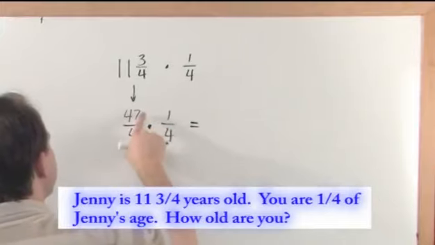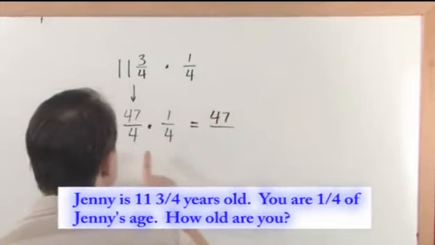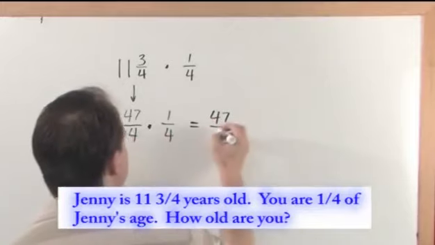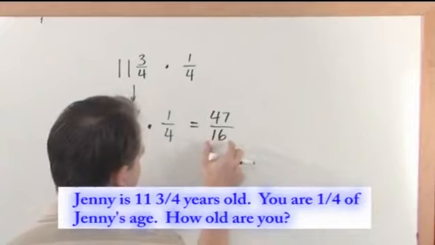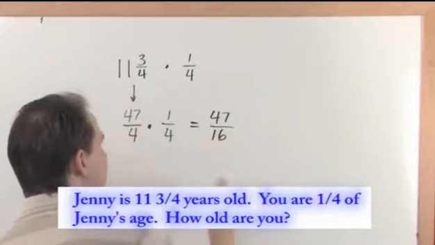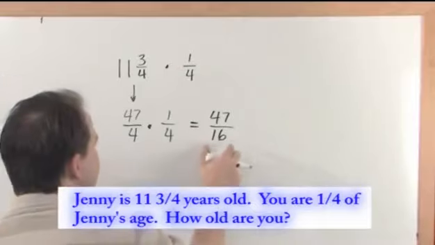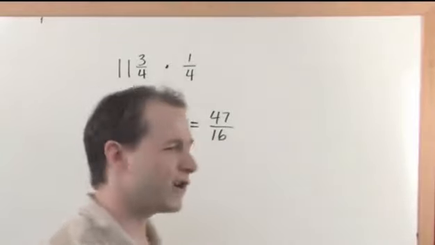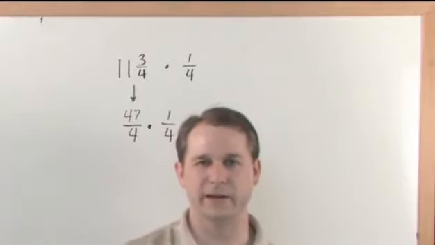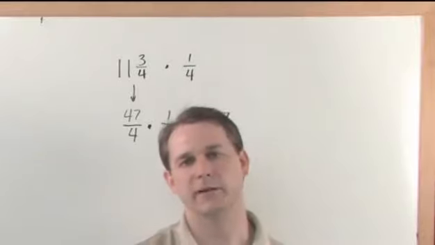We just multiply the tops. 47 times 1 gives us 47, and the bottom, 4 times 4, from your multiplication tables gives you 16. So the answer here is 47/16. That is your age. And by the way, this is in years. You're 47/16 years old. Well, that's kind of hard to visualize what that means because we're not used to dealing with fractions with such big numbers on the top and little numbers on the bottom.